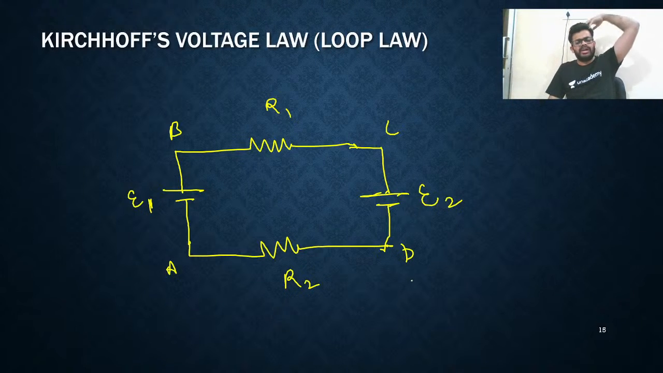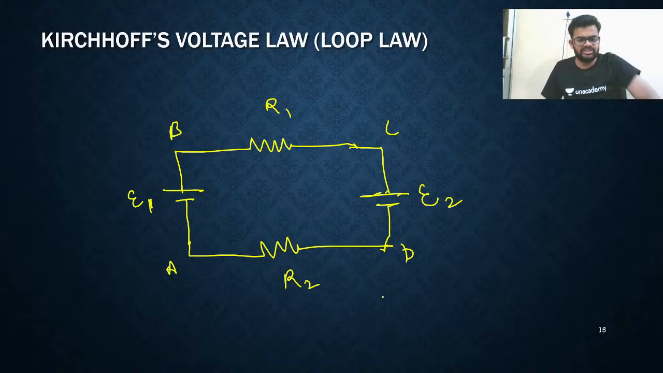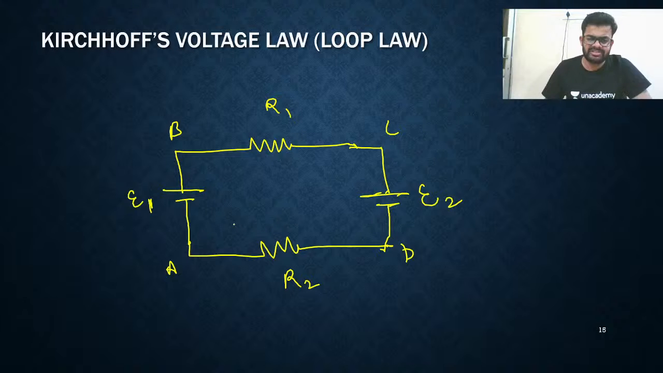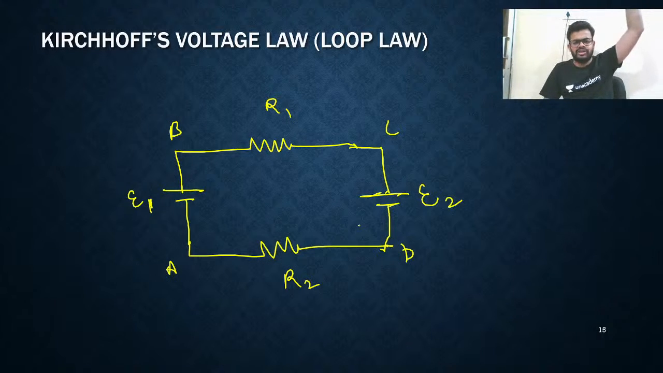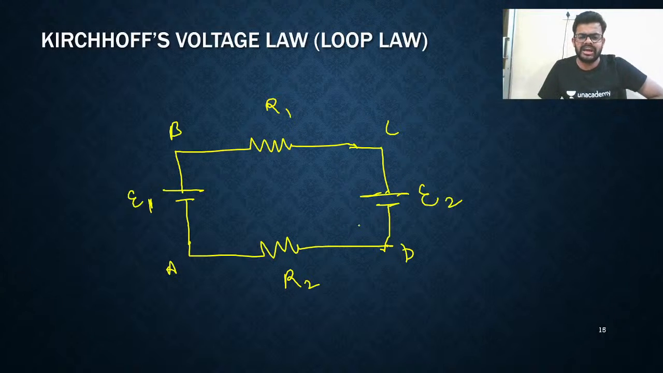Now how to solve such a type of circuit? Listen, I am applying Kirchhoff's voltage law. At first, Kirchhoff's voltage law, or loop law, is applicable for a closed loop. Let us consider the direction of current. It is your choice in which direction you take the current. So I am taking current in the rightward direction.